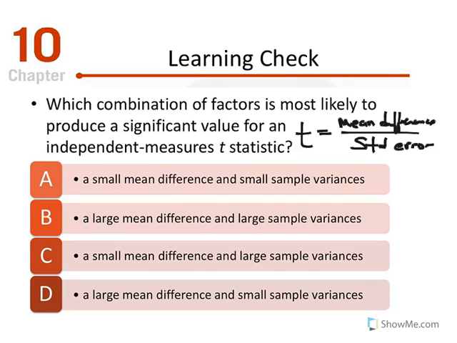Chapter 10, the t-test for two independent samples, Part 5. In the previous video, we discussed the factors that influence our t-statistic, which have an effect on the conclusions we draw, whether we reject or fail to reject the null hypothesis. So I'm going to begin this lecture with a quick learning check to make sure that we understand the relationship between the components of the t equation when we are drawing our conclusions.